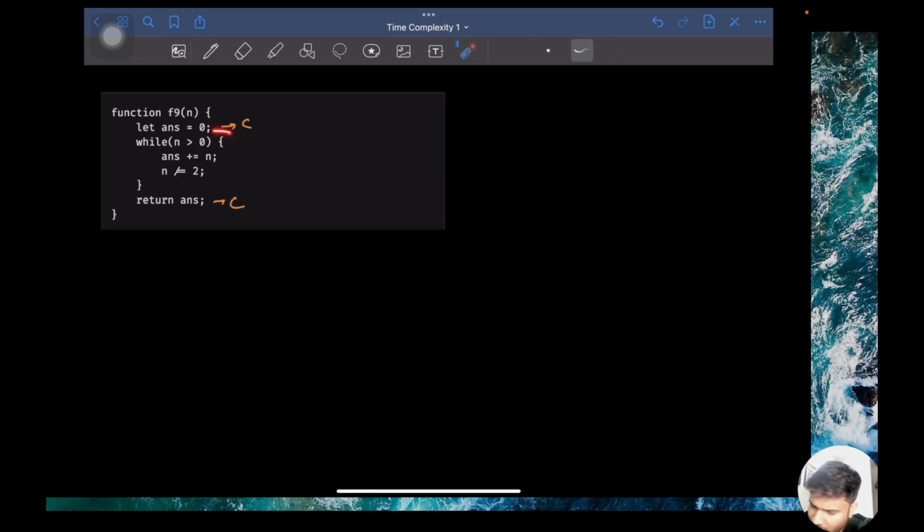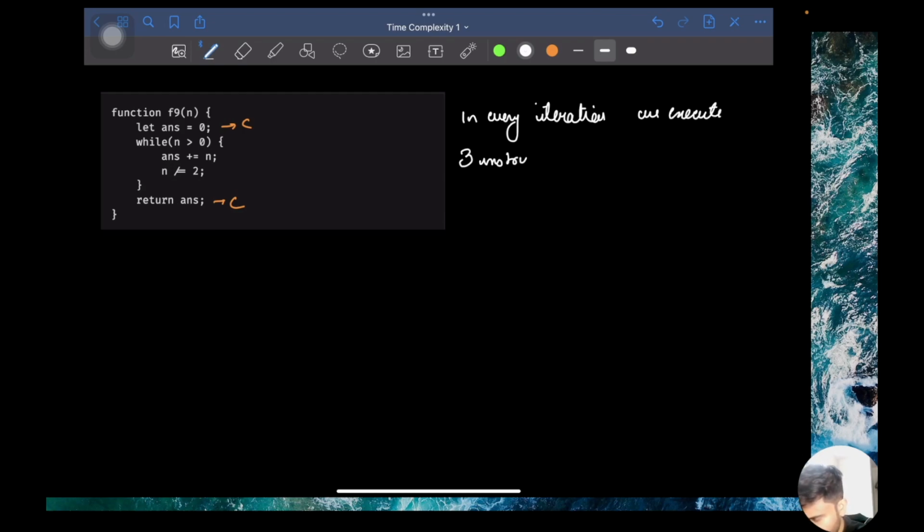Now, the only part of the code which is dependent on the input is this while loop, right? Okay. So let's see. In this while loop, every time what happens? In every iteration, you do the comparison. Then you execute two more instructions. So can I say in every iteration we execute three instructions. In every iteration, we execute three instructions.